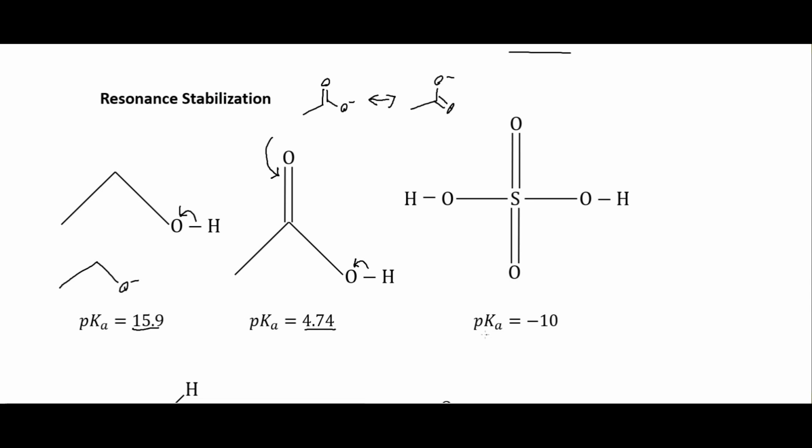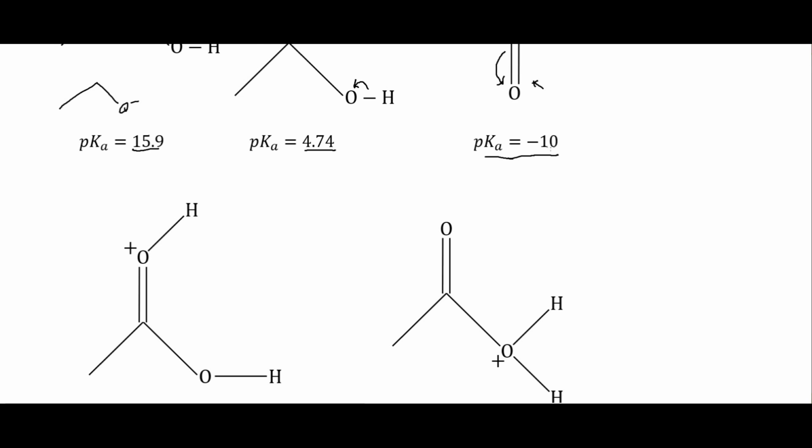Then of course we have sulfuric acid here, which we see with these two carbonyl oxygens, one here and one here. We're going to end up with even more resonance structures if we remove a hydrogen from here, because it's going to be able to collapse down in here, and it could either go up there or down there, and so we end up with more resonance forms, and so that's why the pKa now drops to -10.